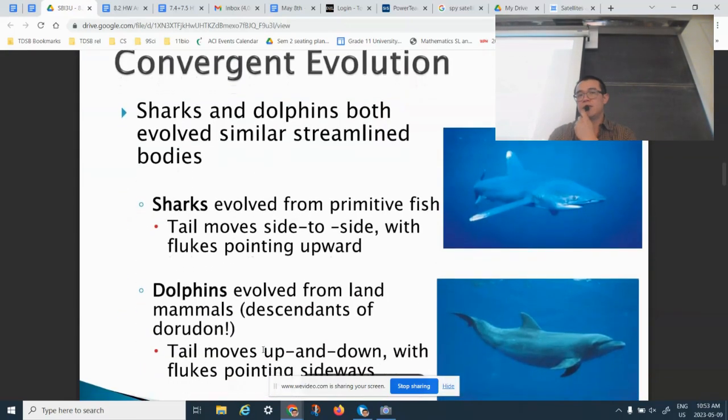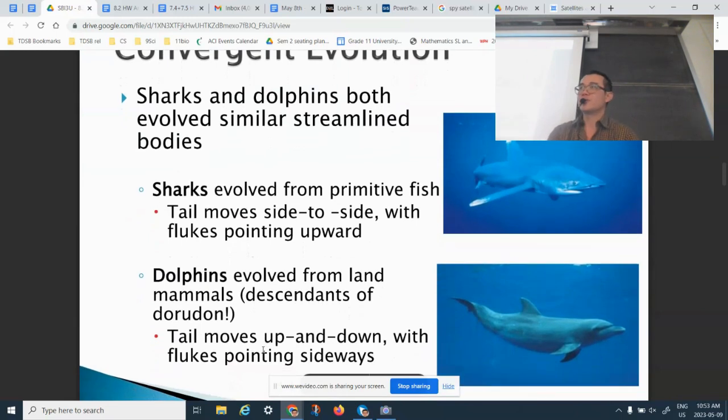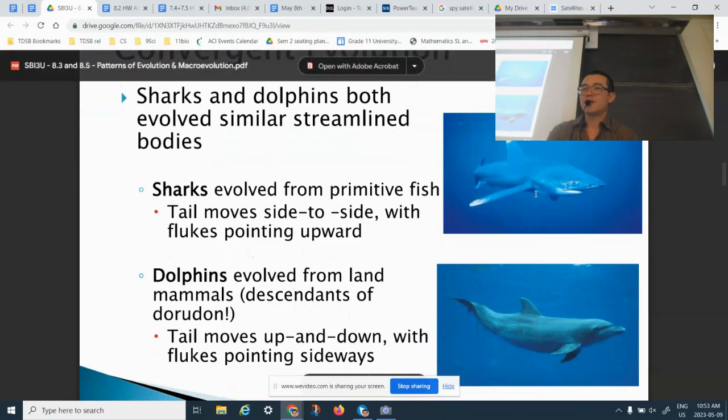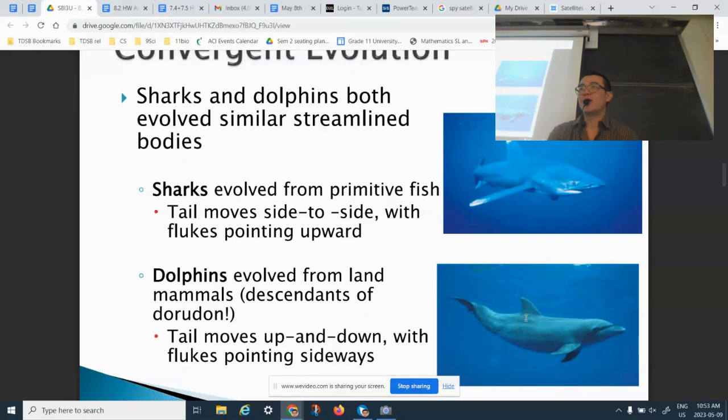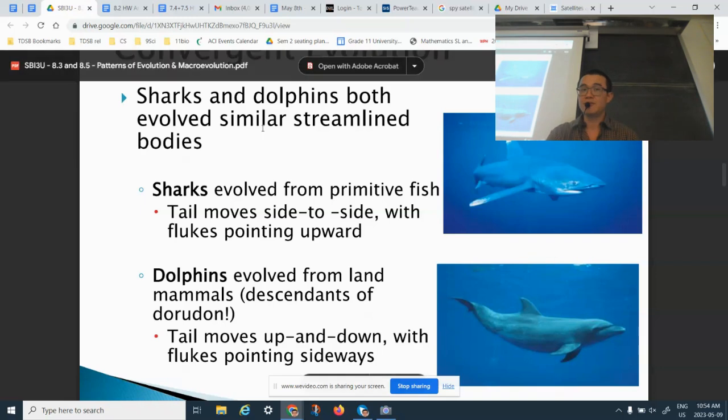Another example, dolphins and sharks. Okay, they are very unrelated species. A shark is a cartilage fish, and a dolphin is a mammal. Okay, they are not really that related. However, they both live in the ocean. They need to be able to swim fast so that they can actually catch their prey. So they both develop very streamlined bodies.